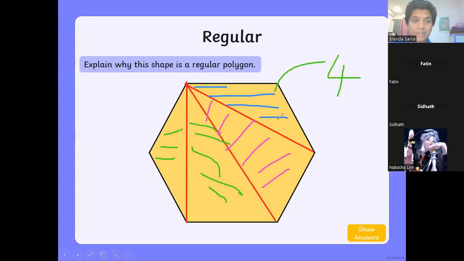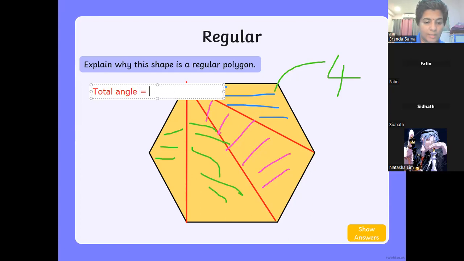Now, can somebody tell me what's the total area inside one triangle? The total angle, not area. What's the total angle inside one triangle? 360? No. 180 degrees. This is basic, huh? One triangle, the total angle inside one triangle is 180 degrees. Only a square or a rectangle has 360 degrees.